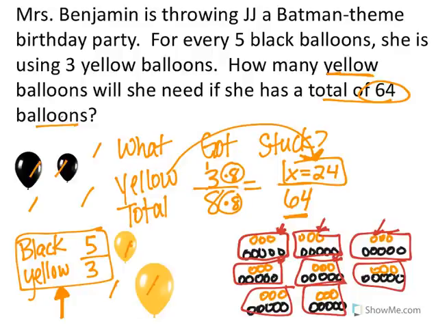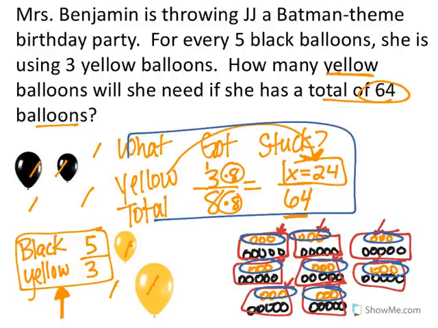I have to count all the way until I get 64 balloons. Then you have to count out of those 64, how many are yellow? 3, 6, 9, 12, 15, 21, 24. So out of the 64 balloons, 24 are yellow. You can draw the pictures, guys, but if you use the what got stuck method, it is much, much faster. I'm hoping this didn't confuse you. Let's move on to another question.